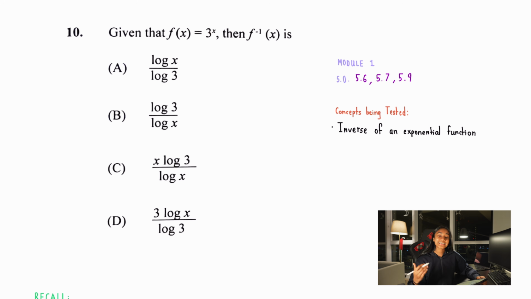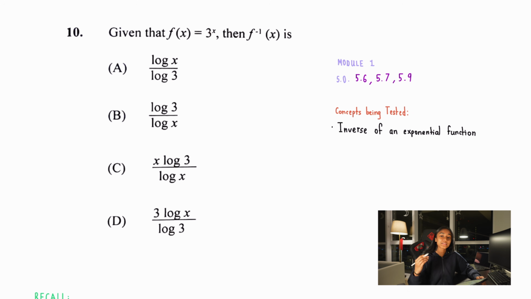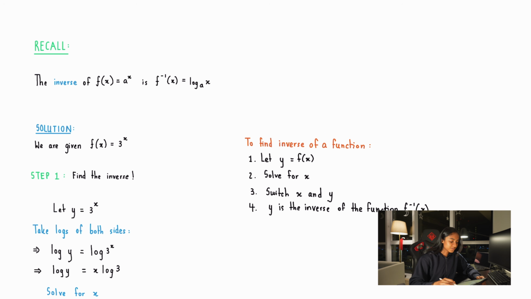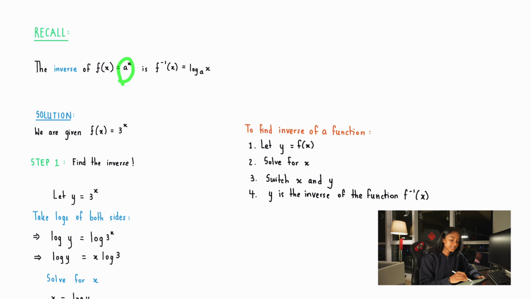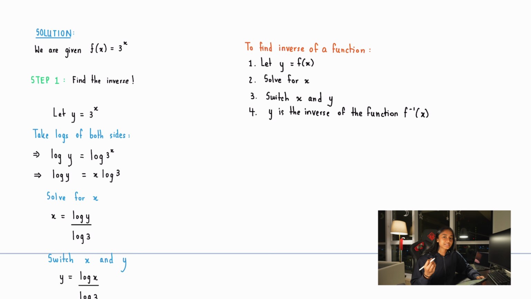Question 10 states, given that f of x is equal to 3 to the power of x, then f inverse of x is equal to which one of these options? So this is all about the inverse of an exponential function. We know that the inverse of f of x equals a to the power of x is log base a of x. And we have 3 or 4 simple steps to follow to be able to find the inverse of any function.